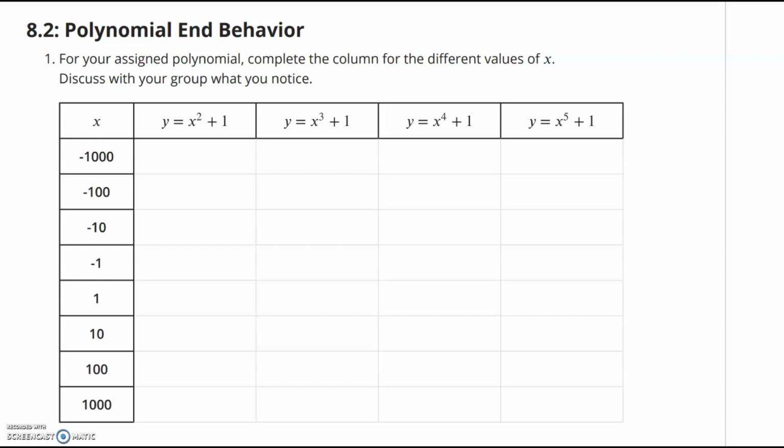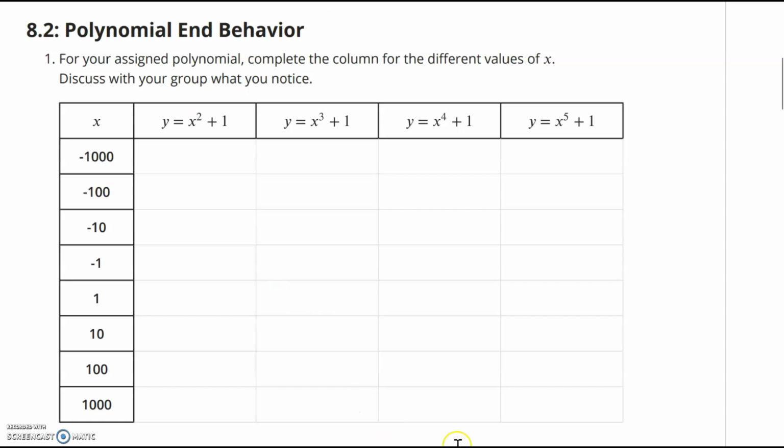And essentially what we want to do is take these values for x and plug them into these functions and see what our outputs are. So I will do the first couple, and then I'm going to pause the video, and then I'd like you to go through and fill out your table. And then when you come back, restart the video, I will have the completed table for us to discuss.